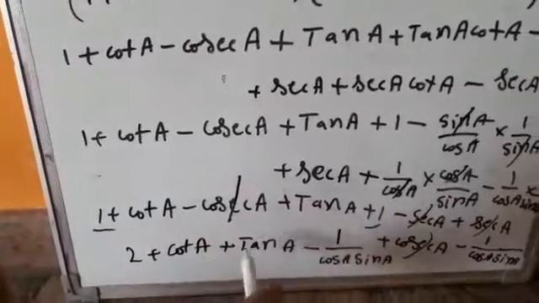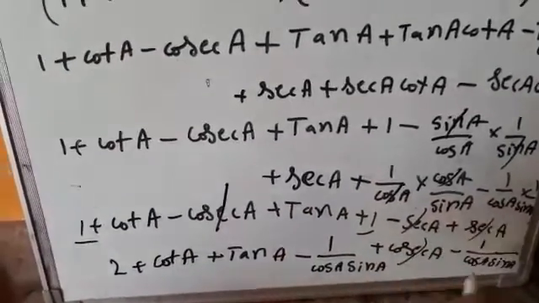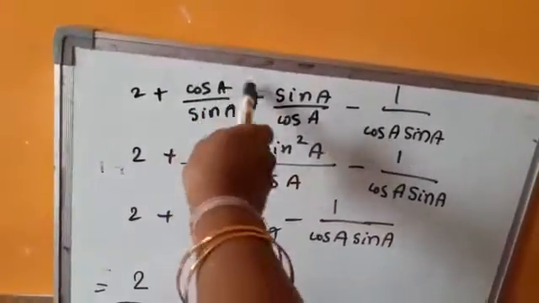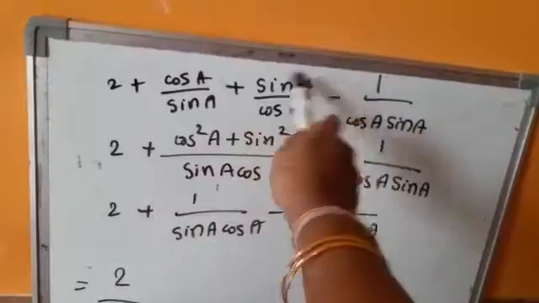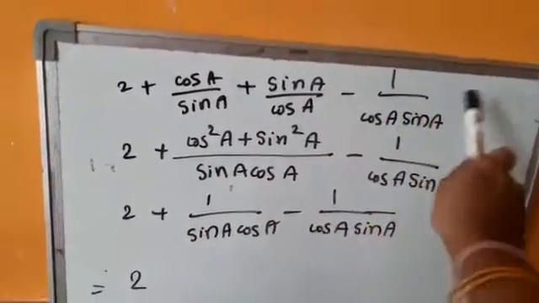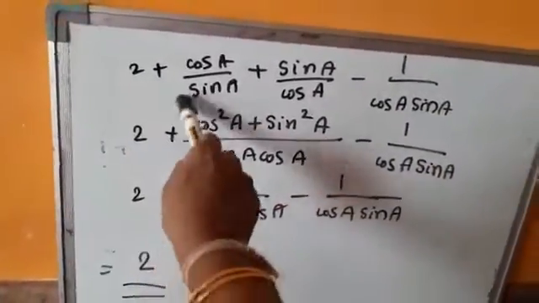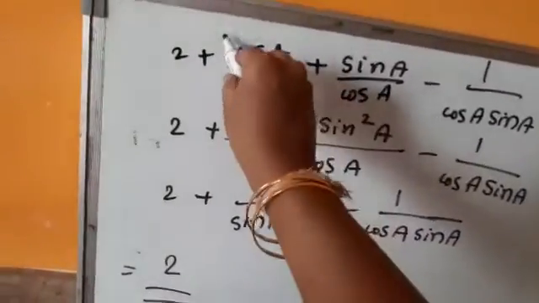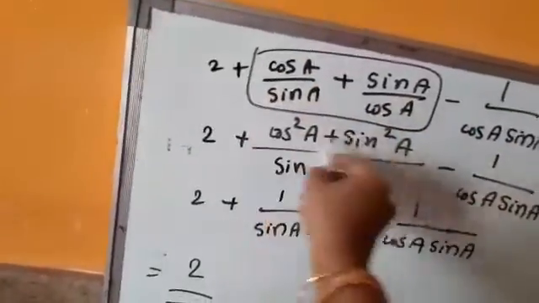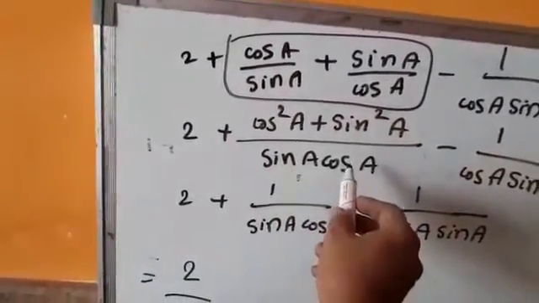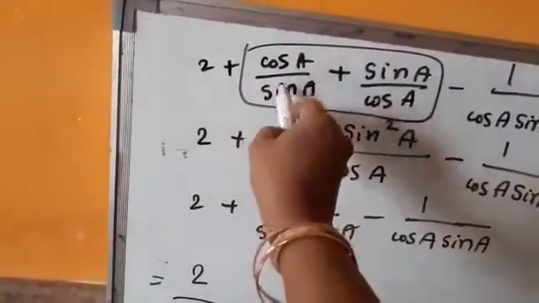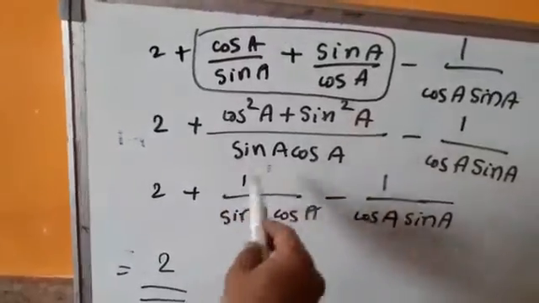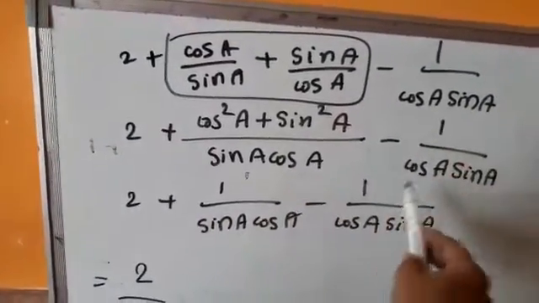Next cot a same, plus tan a same, minus 1/(cos a sin a) same. See here, 2 plus, what is the cot a formula? We should apply cos a/sin a, plus tan a formula sin a/cos a, minus 1/(cos a into sin a) same. Next 2 plus, see only this part. Which part? Only this part. Only this part we should take the LCM, sin a into cos a. Next see here, sin a into sin a, sin²a, plus cos a into cos a, cos²a, divided by sin a into cos a, minus 1/(cos a sin a) same.